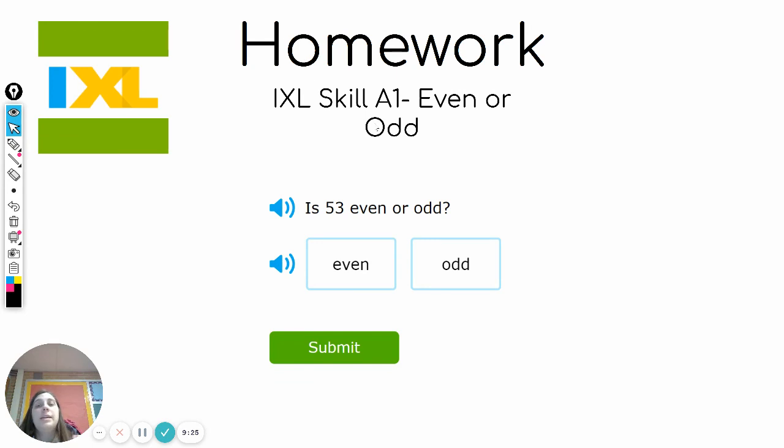Your homework is IXL skill A1, even or odd. So you won't even be multiplying. We're really just going to focus on making sure we know the difference between even numbers and odd numbers. You'll see a question like this: is 53 even or odd? You would look at that last number, which is a 3. 3 is odd, so 53 would be an odd number. Go ahead and get started.